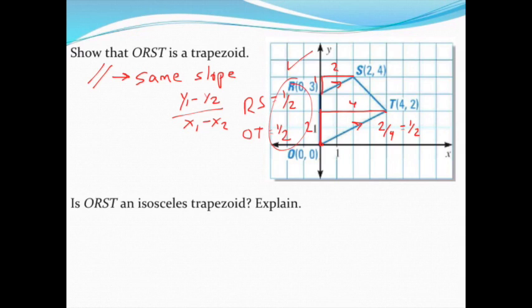Because those slopes are the same, I know for sure that this is going to be a trapezoid. I do have one set of parallel sides. Let's go one step further, though, and figure out if this is an isosceles trapezoid.